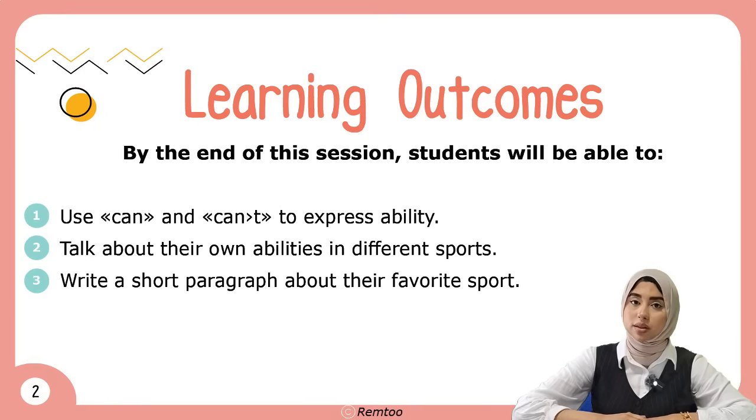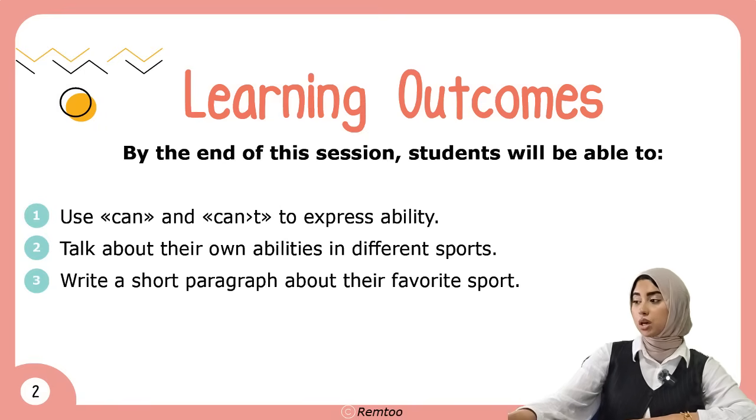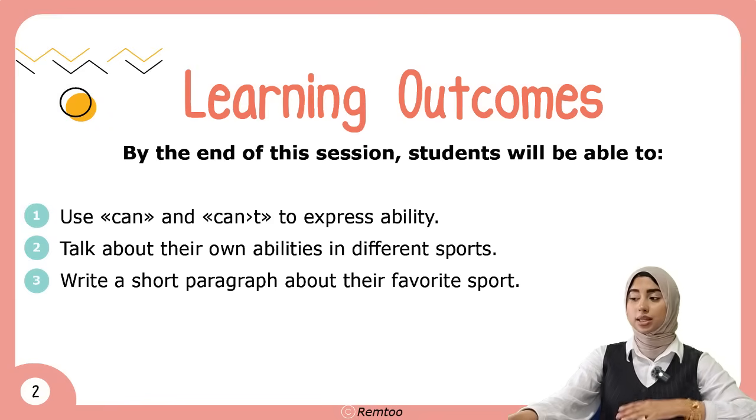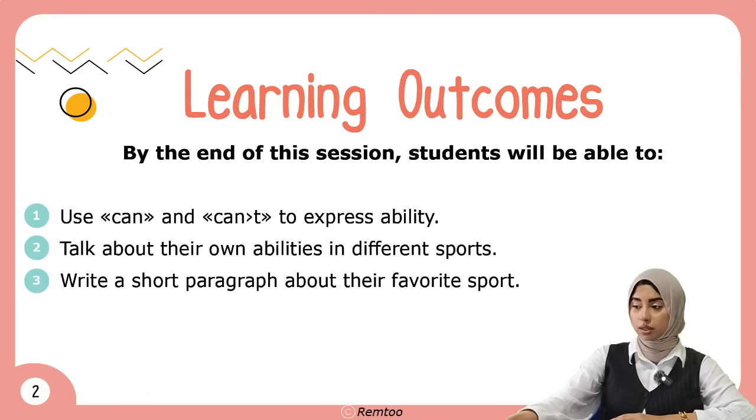Okay, so simply these are things you are supposed to know by the end of the session, so let me read them for you. Number 1, you will be able to use can and can't to express ability. 2, talk about your own abilities in different sports. 3, write a short paragraph about your favorite sport.